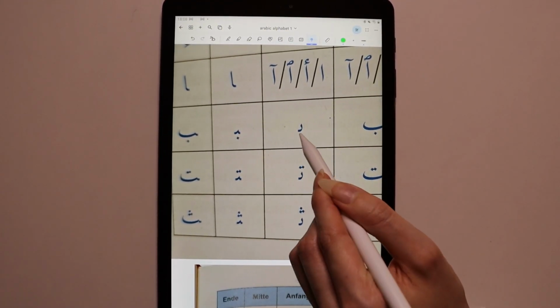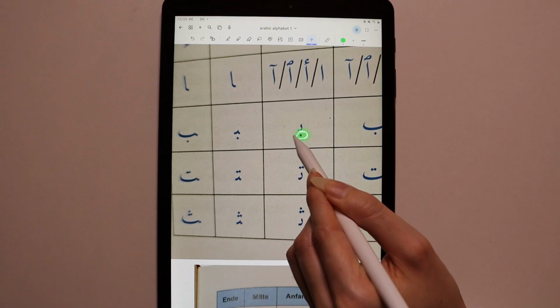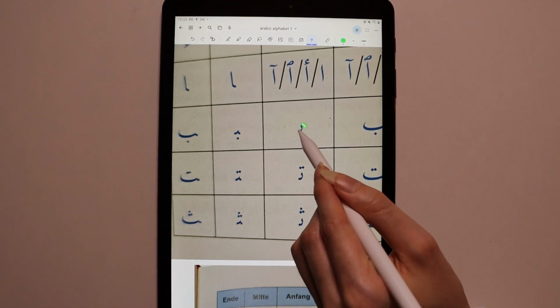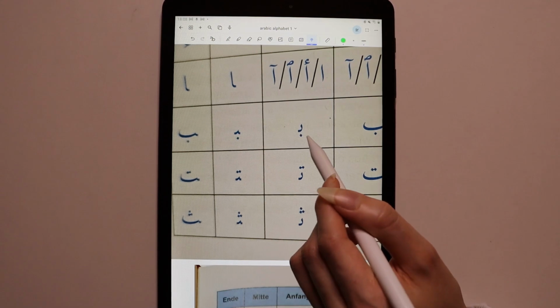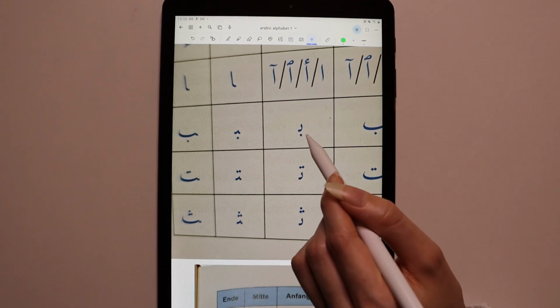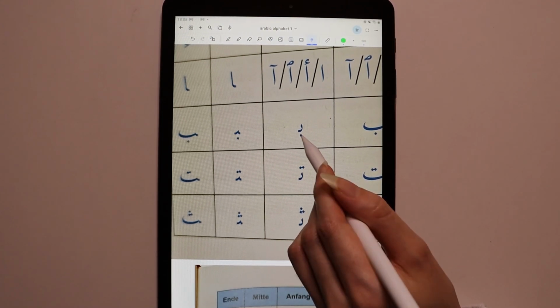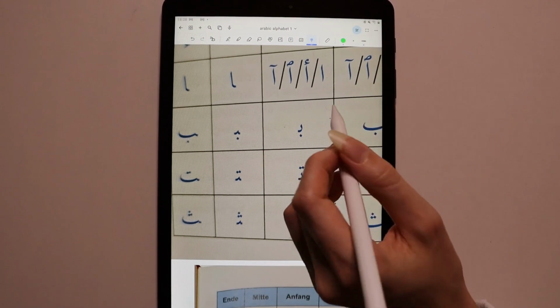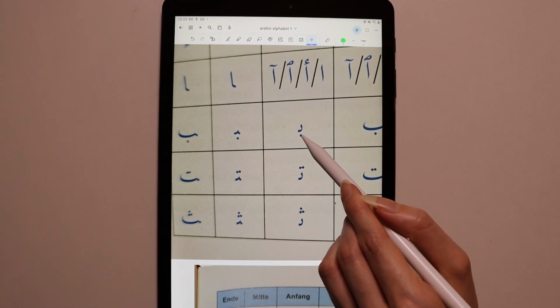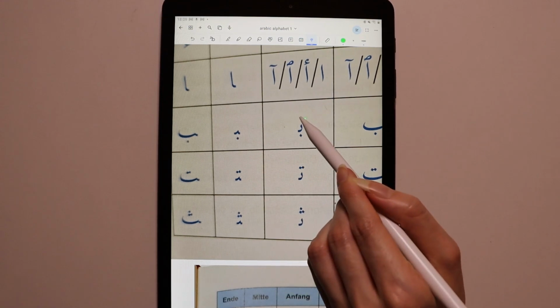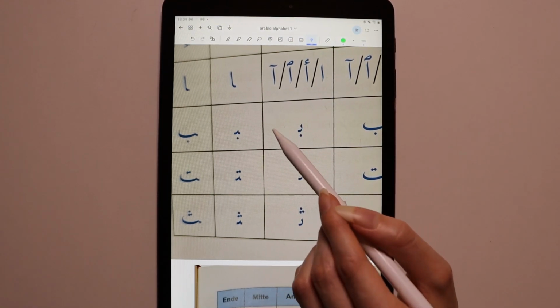So if there's one dot below this tiny piece of a line, then it's a ba, it's a B. If there's one dot on top of the letter, it's a noon. So if it would look like this but without a dot below it but a dot on top of it, it would be a noon.